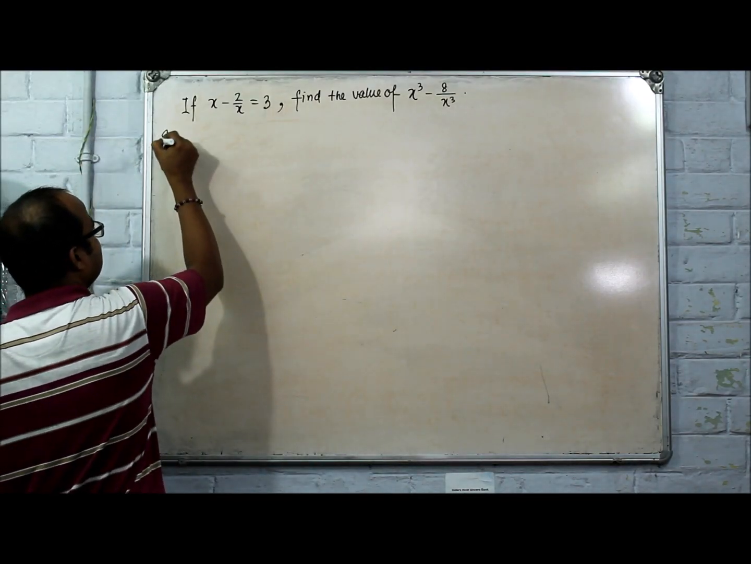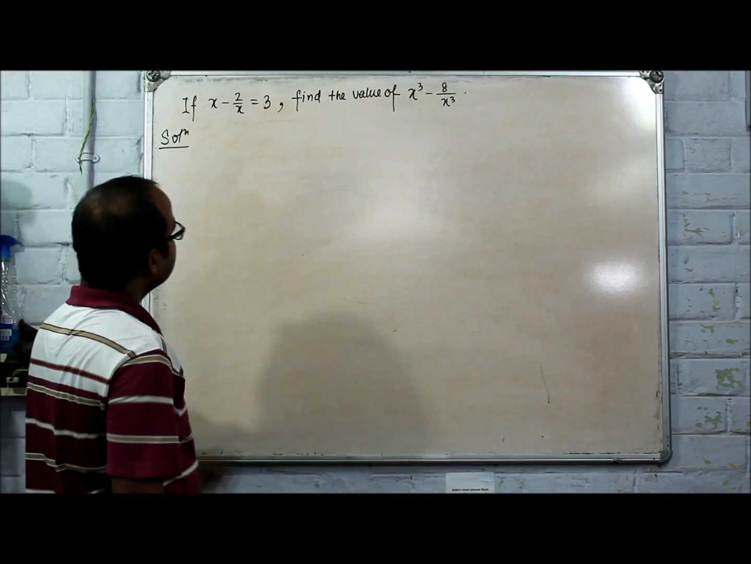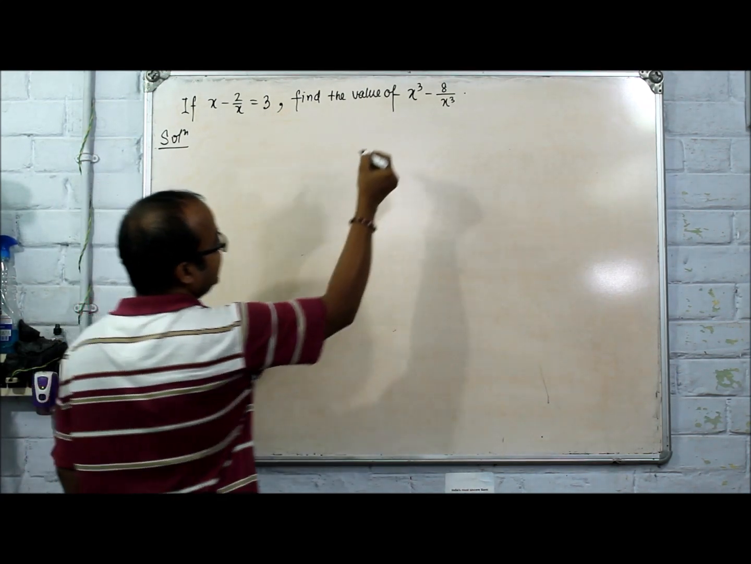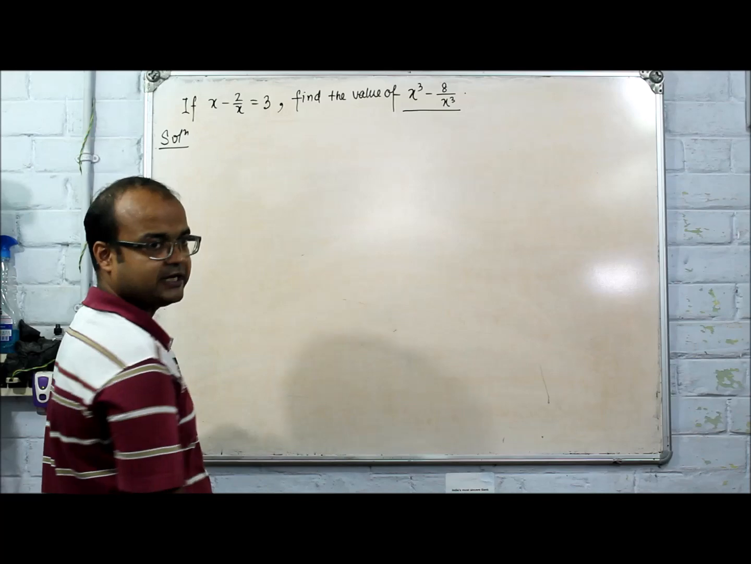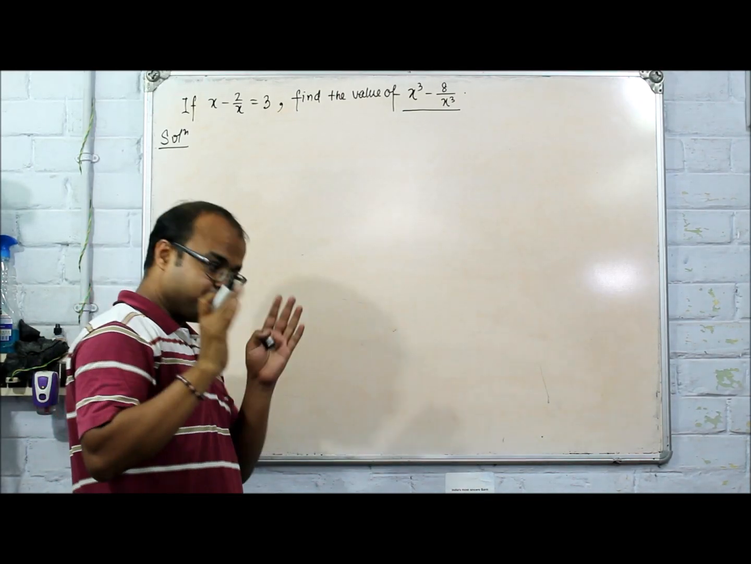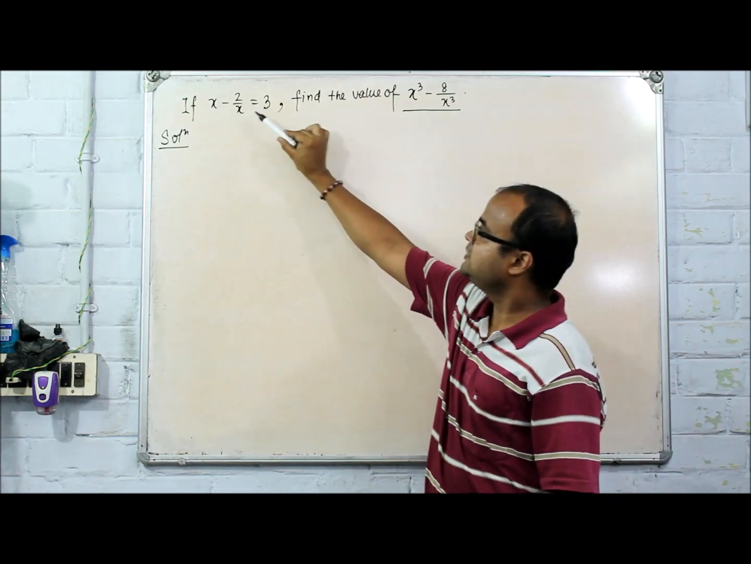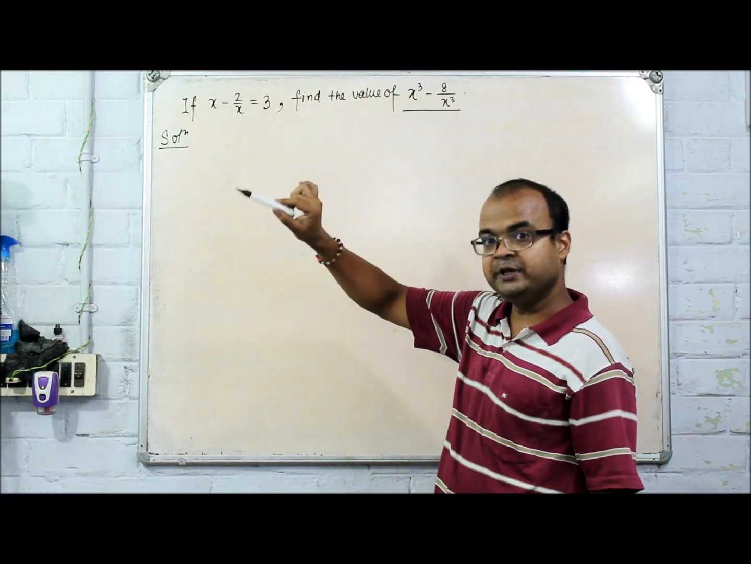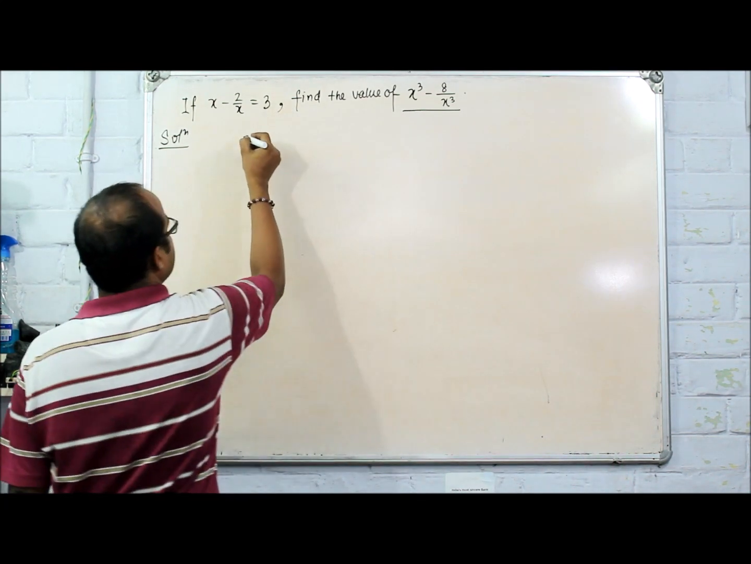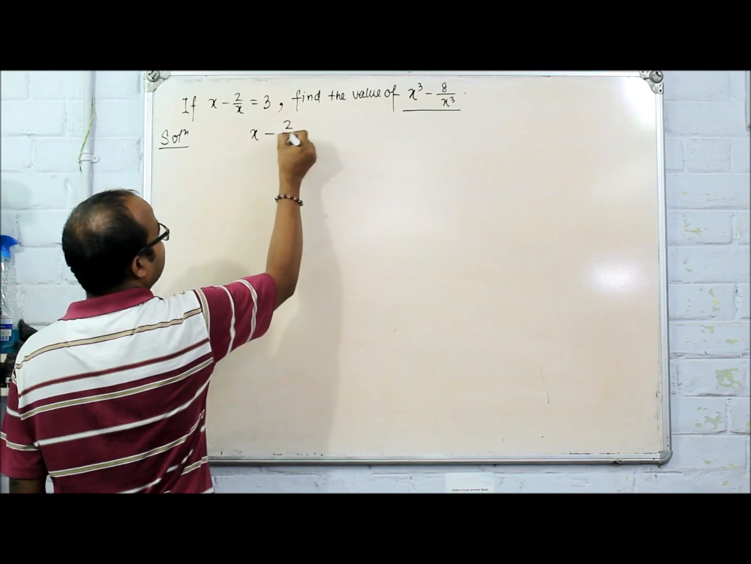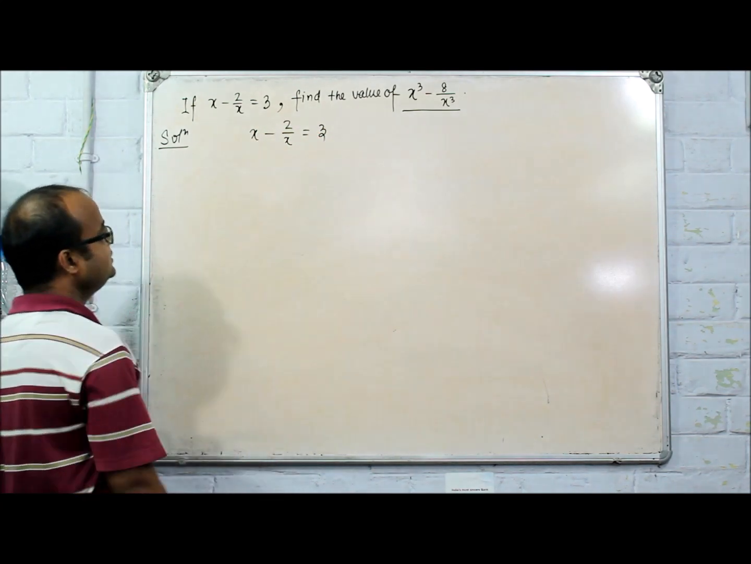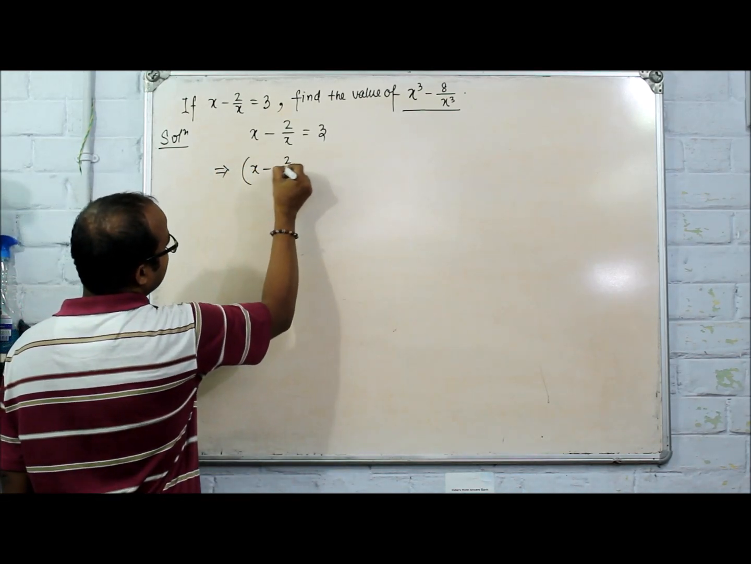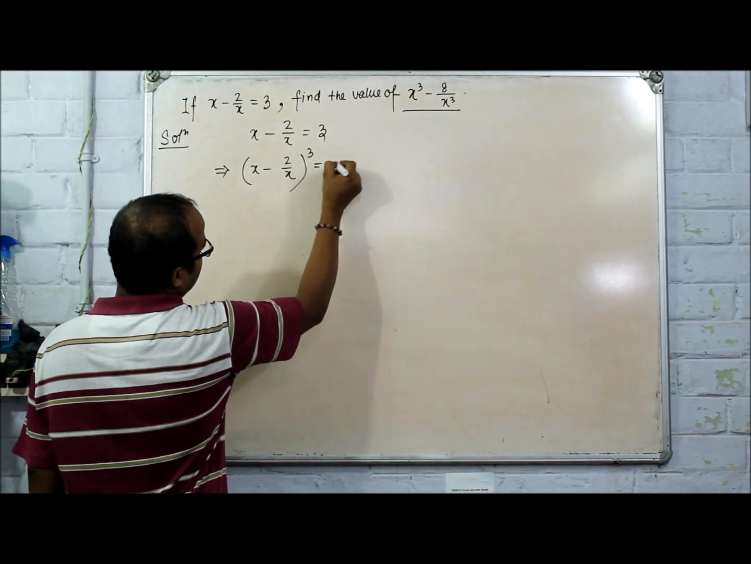Now let us solve our next problem. If x minus 2 by x is equal to 3, we have to find out x cube minus 8 by x cube. Obviously, by this time you have learned that if x minus 2 by x is given and you need to find out the cube, we need to cube both sides of the given relation. So x minus 2 by x is equal to 3. So cubing both sides, you will get x minus 2 by x cube is equal to 3 cube.